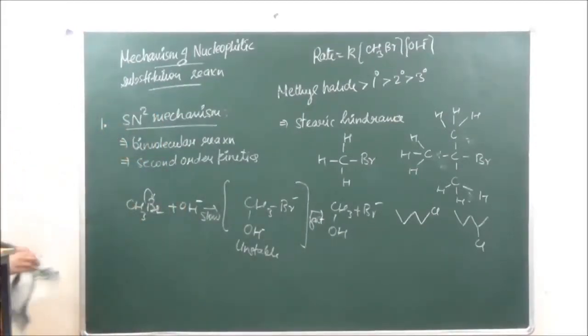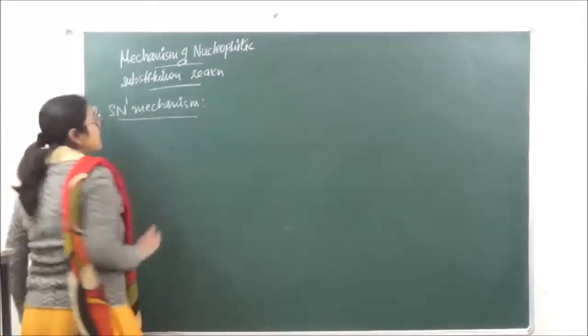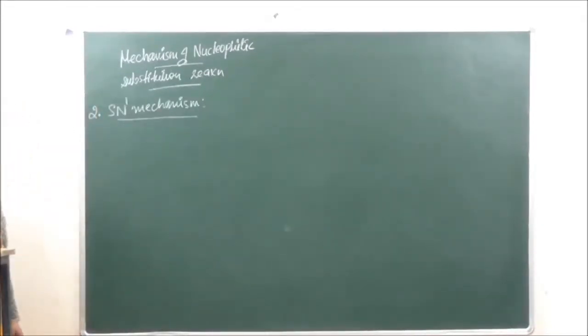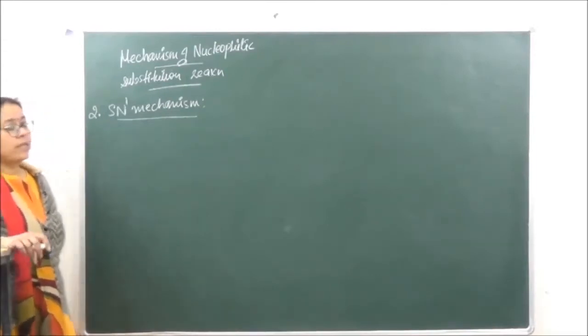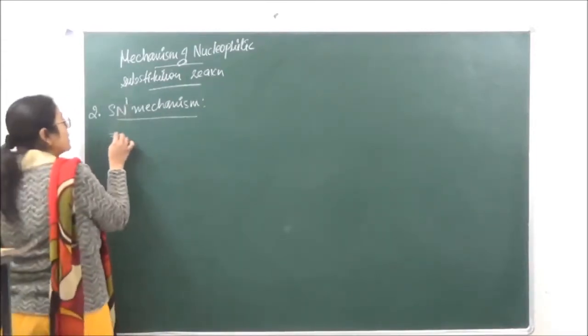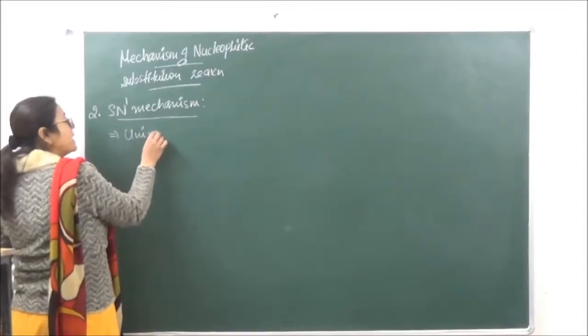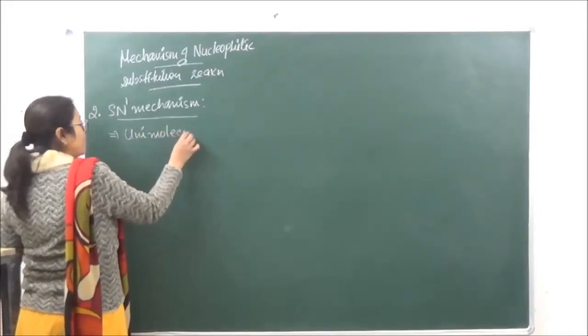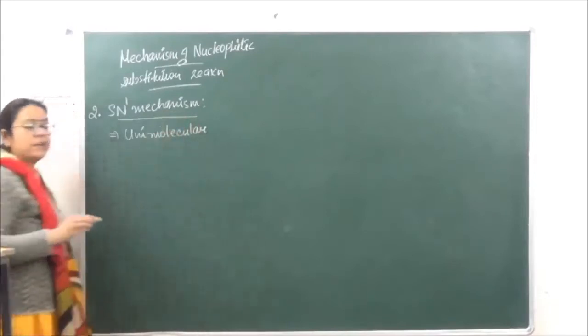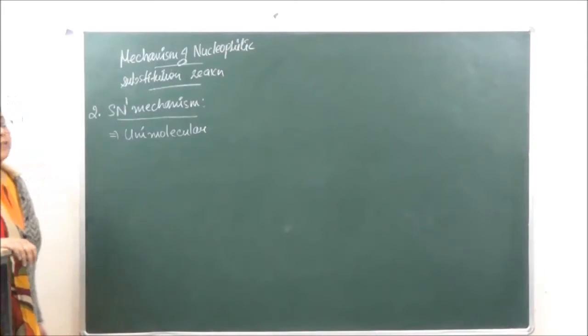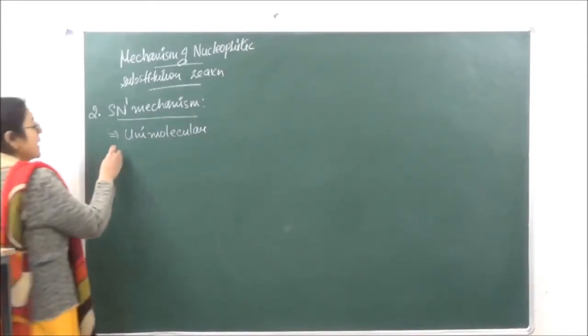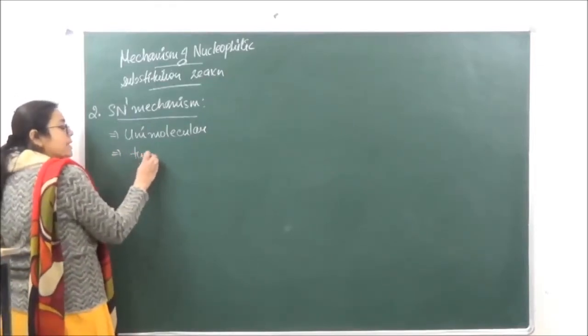The second mechanism which we are going to do is SN1 mechanism. Now in case of SN1 mechanism, again S stands for substitution, N stands for nucleophilic, and 1 over here stands for a unimolecular reaction. So there is one molecule which is going to react at one time. That is why it is known as a unimolecular reaction. And the reaction is going to take place in 2 steps.